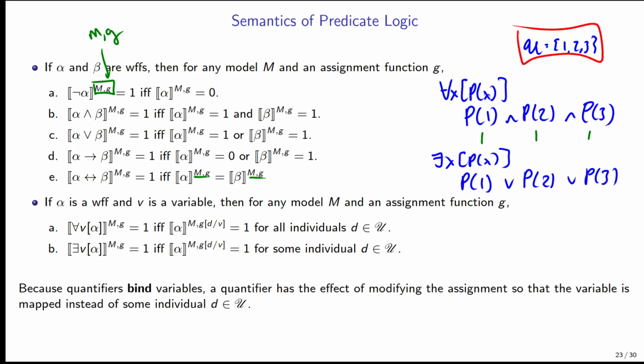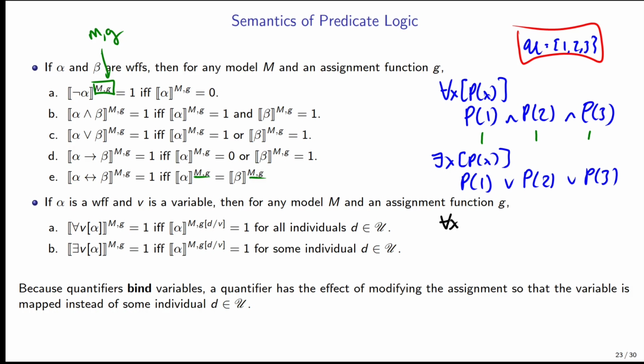So regardless of what our universe is, if it has an infinite number of things, it has to go through each of those things to check. If the universe has a million things, for all x, Px, a million of those have to be true. If there exists an x, Px, at least one of those million things has to be true. So what our assignment function does is it basically gives us a dummy variable.